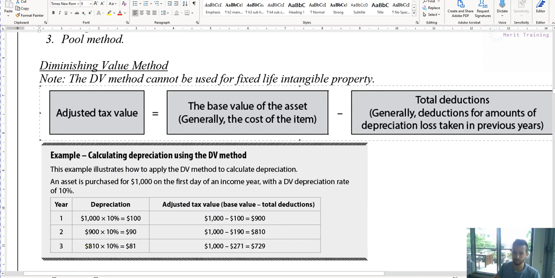Now for year 3, it's the same process. It's 810 times 10% equals 81. And then you can just go 810 minus 81 equals the 729. Now, as you can see, the depreciation is getting lower and lower and lower. So in the first year, you're getting $10, second year, you're getting $9, third year, you'll probably get $8 and so forth. So the depreciation is actually decreasing.